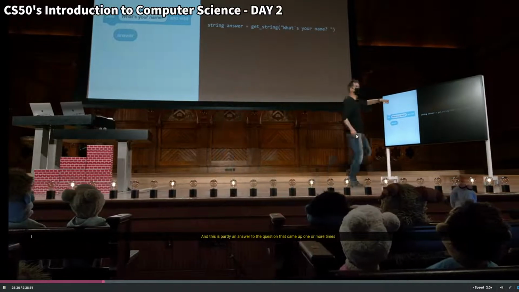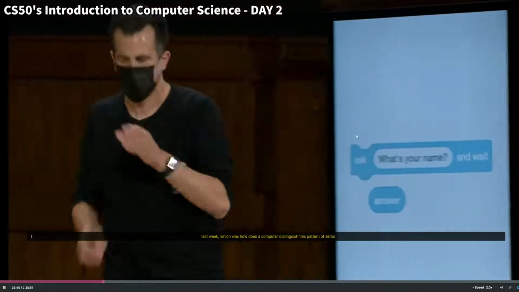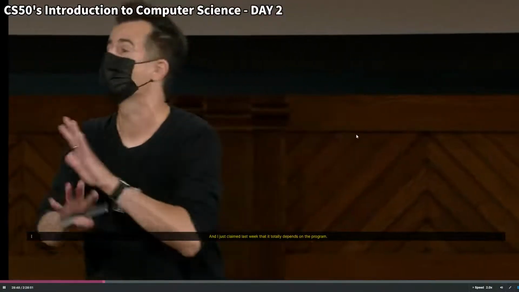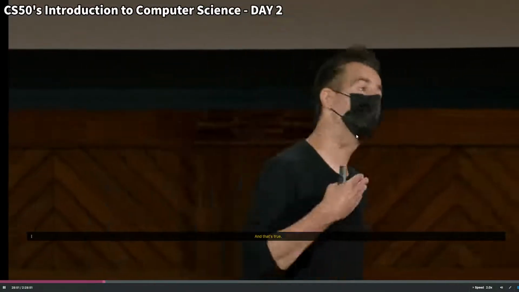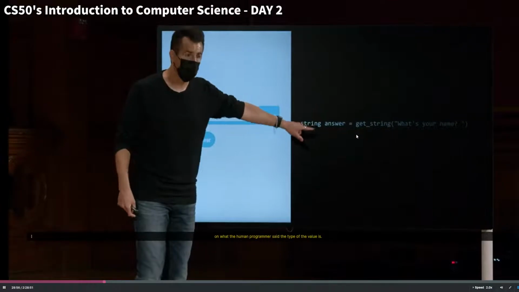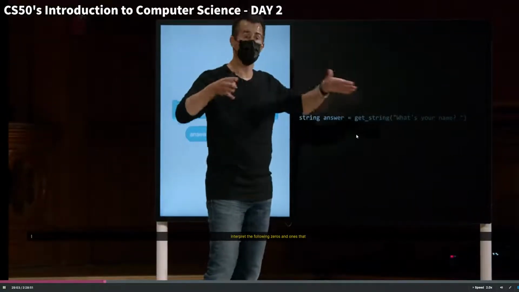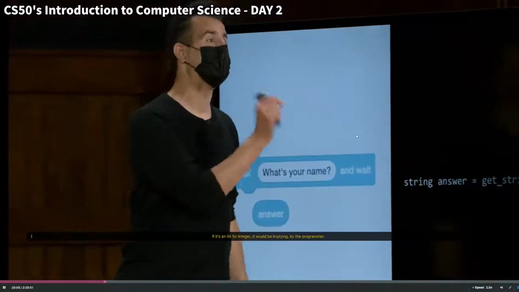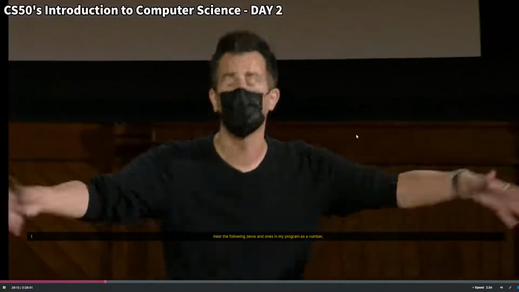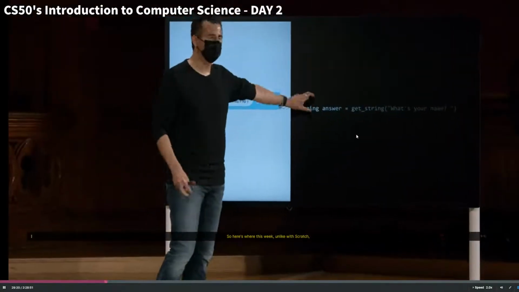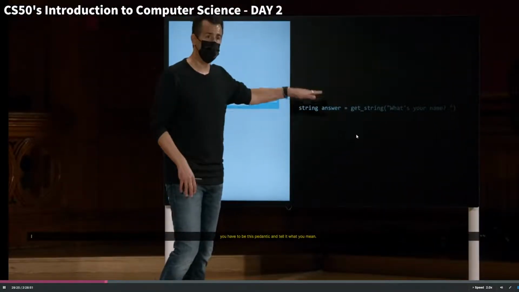And this is partly an answer to the question that came up one or more times last week, which was, how does a computer distinguish this pattern of zeros and ones from this? Like, is this a letter, a number, a color, a piece of video? And I just claimed last week that it totally depends on the program. It depends on the context. And that's true. But within those programs, it often depends on what the human programmer said the type of the value is. If this specifies it's a string, which means interpret the following zeros and ones that are stored in my program as words or letters more generally. If it said int for integer, it would be implying by the programmer, treat the following zeros and ones in my program as a number, an integer, not a string. So here's where this week, unlike with Scratch, which just kind of figures out what you mean, with C in a lot of languages, you have to be this pedantic and tell it what you mean.